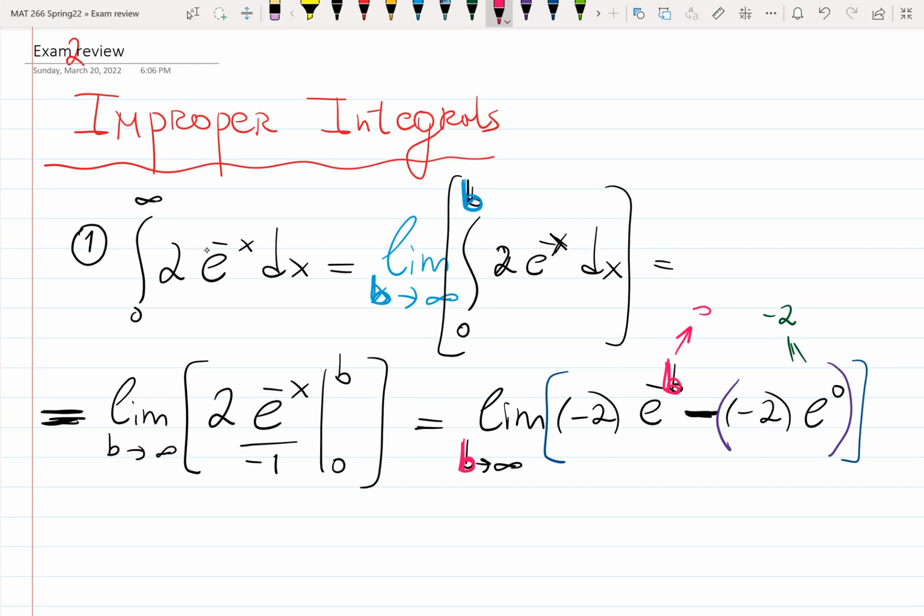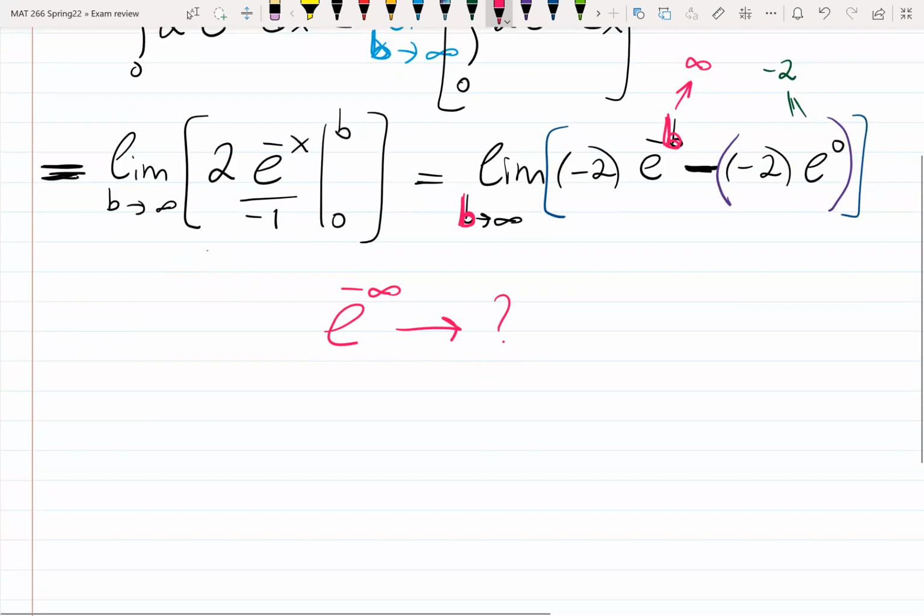Now it's important to know which infinity it's going to and how it goes. Everything now depends on your knowledge of what is happening with e at minus infinity. So again, if b goes to minus infinity, it'll be minus, which is plus. In this case, b goes to plus infinity, so it's minus infinity. And now this is where you get stuck. There are so many ways to see this.